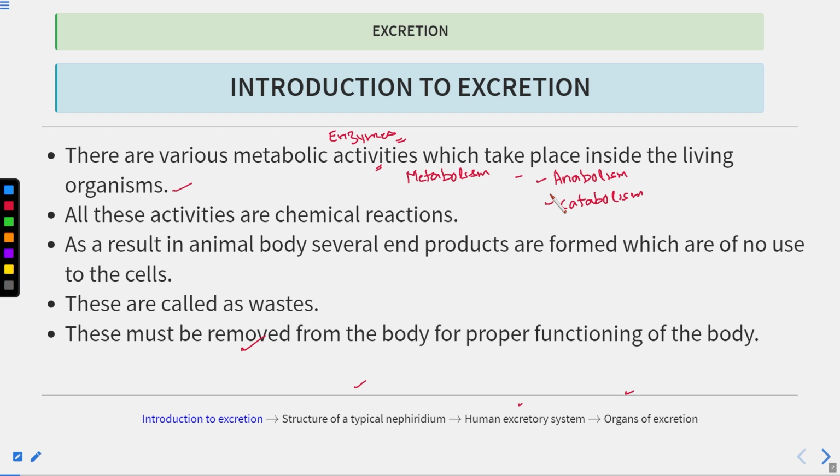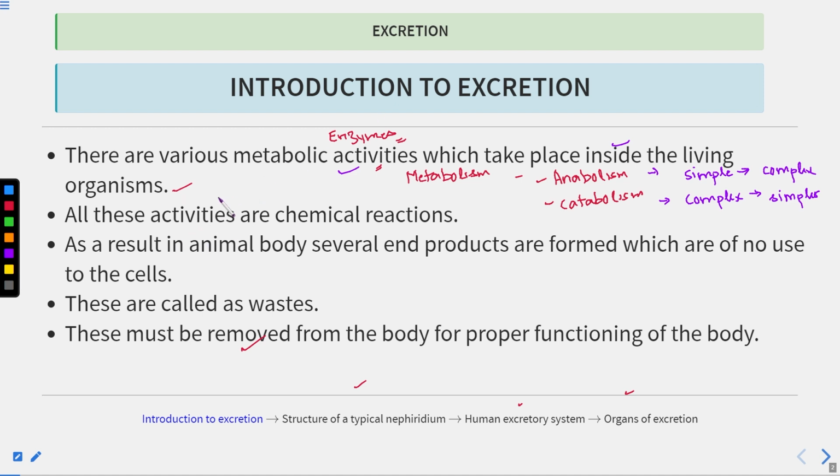In anabolism, complex molecules are formed from the simpler ones, and in catabolism, complex molecules are broken down into simpler molecules. So we can write here: in anabolism, from simple molecules, complex molecules are formed, and in catabolism, complex molecules are broken down into the simpler molecules. This is known as metabolism, and it takes place inside all living organisms. This metabolism provides energy to the organism to do various activities.